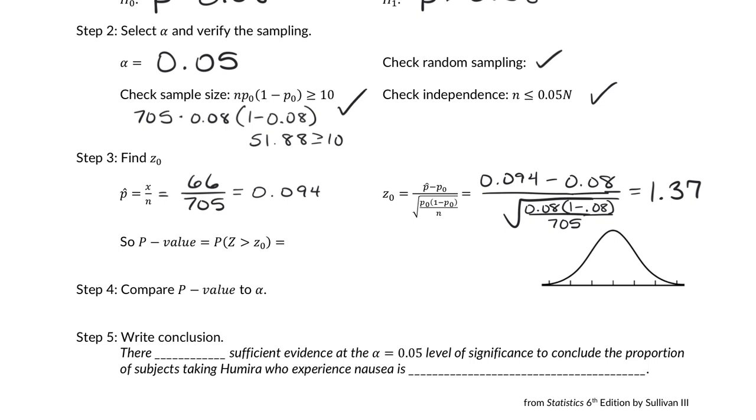Z-scores are read off of your pink table. So our p-value is the probability that our sample statistic would be greater than Z naught. So we need to know the value of, from the table, the probability, the area under the curve when the z-value is 1.37. But this is a right-tailed test. Does that table tell you the area on the right side or on the left side?